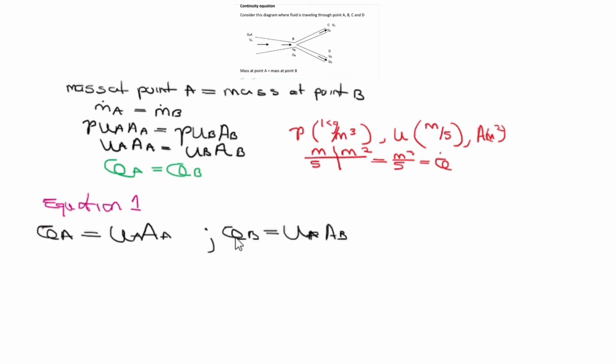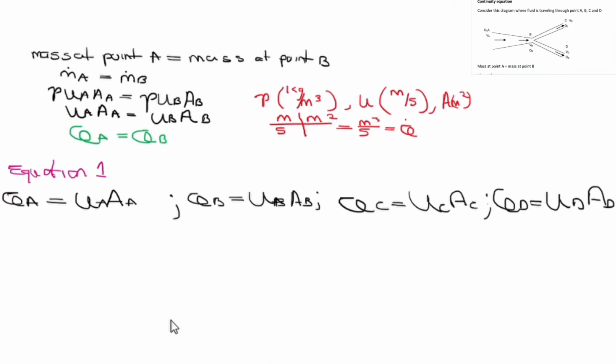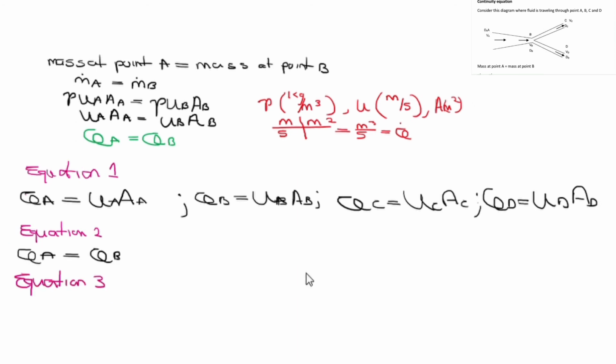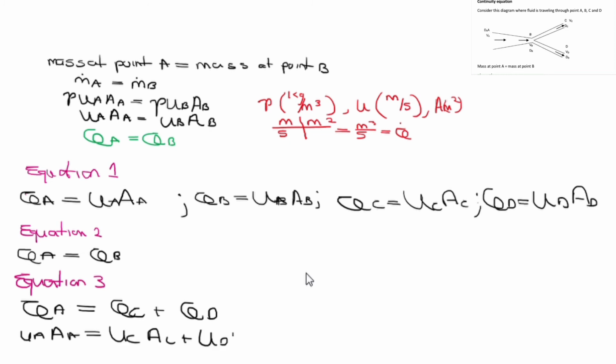We can also repeat the very same thing for both C and D. For equation 2, we just derive A, which is the volumetric flow rate at A, the same as the volumetric flow rate at B. Equation 3, volumetric flow rate at point A is equal to the volumetric flow rate at C plus the volumetric flow rate at D. That will be explained in this format here.